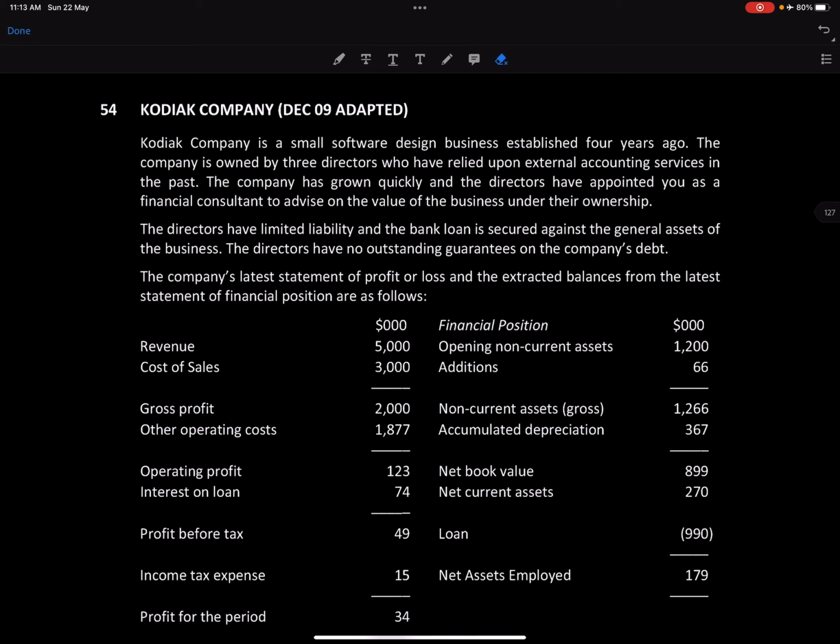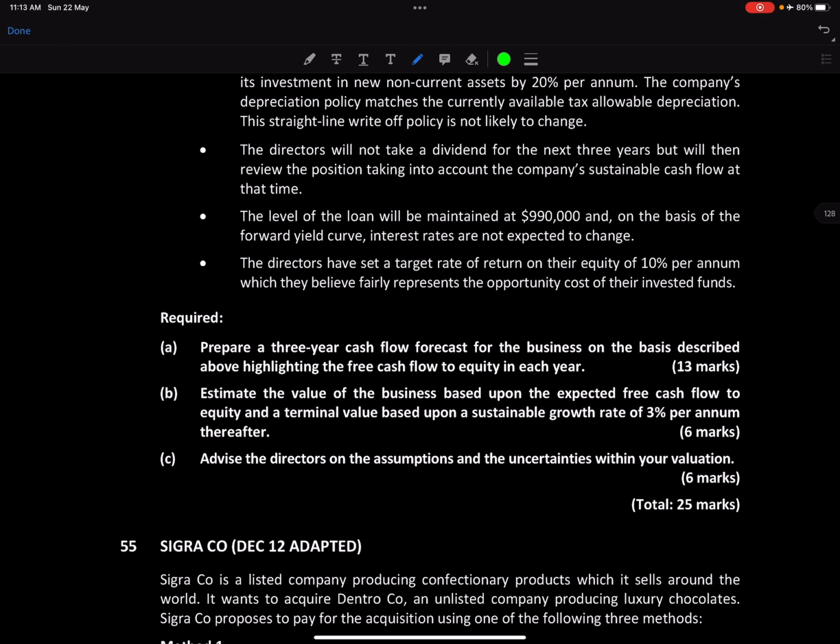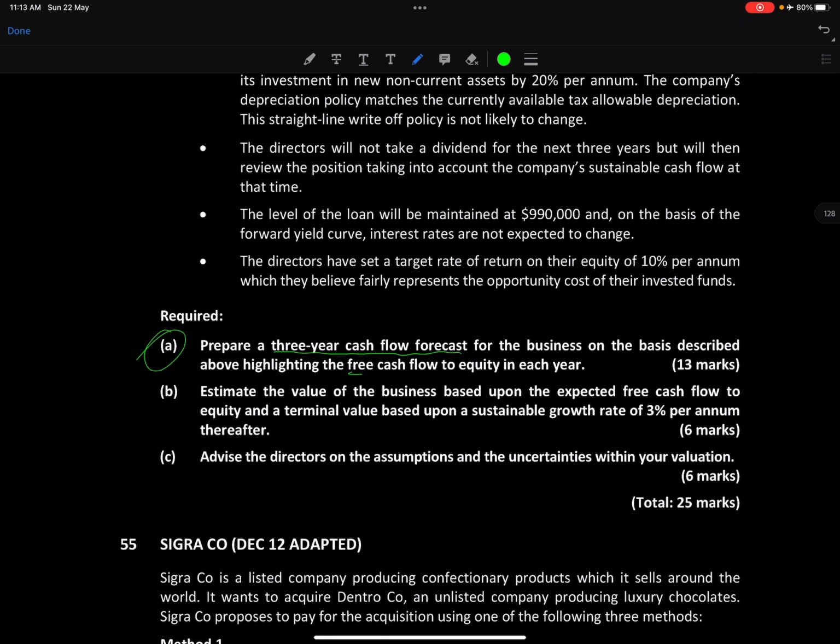So today what we'll be doing is this particular question called Kodiak, right? And let's see the requirement first. So it's under mergers and acquisition, yeah. Required: prepare a 3-year cash flow forecast for the business on the basis described above, highlighting free cash flow to equity (FCFE) in each year. 13 marks, right? Major chunk of it.